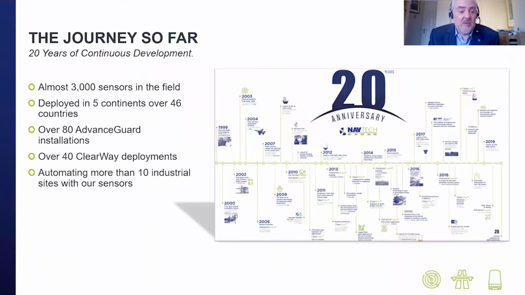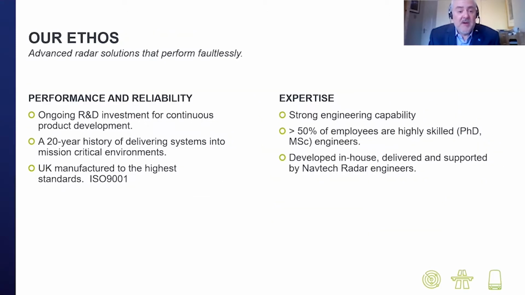And the industrial automation side of the business, where we actually started, we supply radars which are used for things like autonomous vehicles, but also for automating industrial processes as well. As I said, we've been going for 20 years now. R&D is ongoing, and we're constantly evolving to meet the requirements of our customers. With a very strong engineering background within the company, more than 50% of the employees are degree level trained or above.